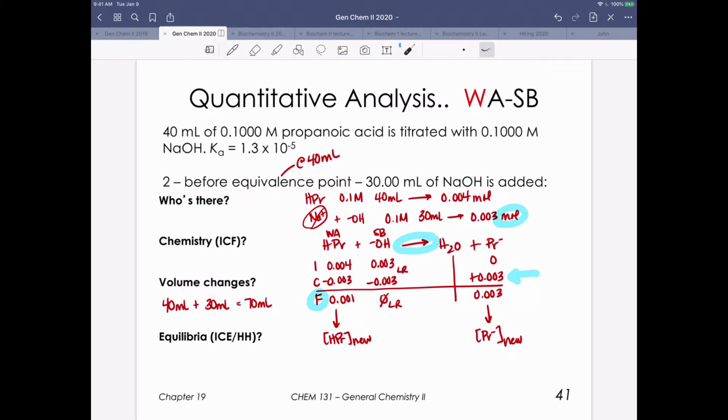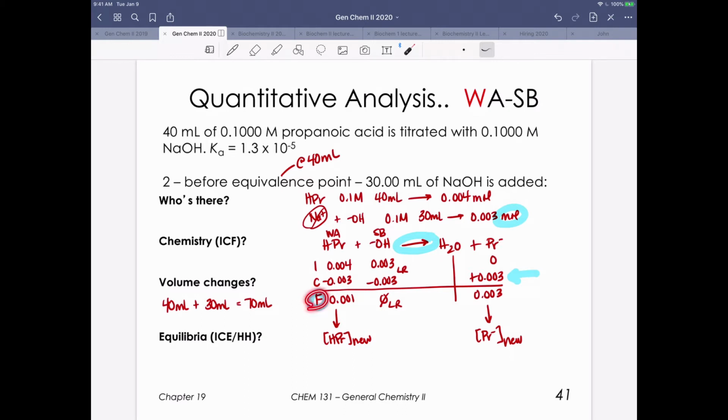Finishing out our ICF table tells me how many moles of each species I have remaining. I've got 0.001 moles of my HPr. My limiting reagent, which was the hydroxide, is completely gone. And importantly, and this is a very important piece, I do generate some of the conjugate base. This is important because the conjugate base is a species that can generate a contribution to pH.